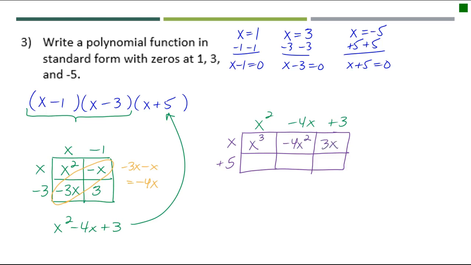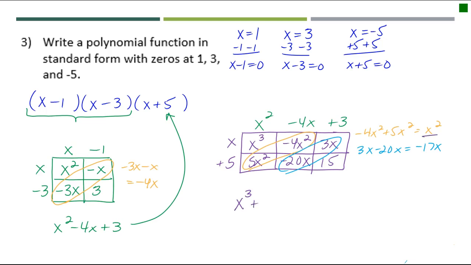So again, I need to do some like terms. These are both x squared terms. So if I did negative 4x squared plus 5x squared, that would give me just 1x squared, and I'm just going to leave it as x squared. And then I also have some like terms here. So 3x minus 20x would give me negative 17x. So my final answer is going to be x cubed, because I want to write this in standard form. That means my largest exponent goes first. Next, we would do x squared, which is positive, so I'm going to put plus x squared, minus 17x, and then plus 15. That's my final answer.